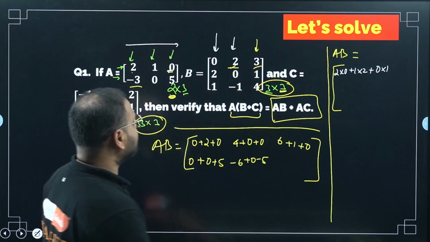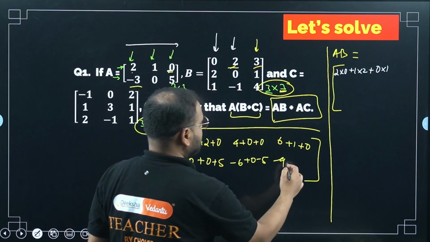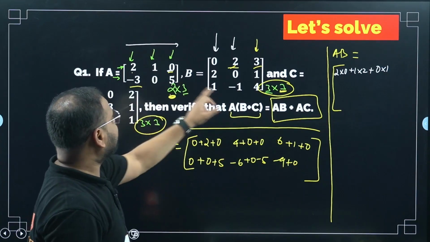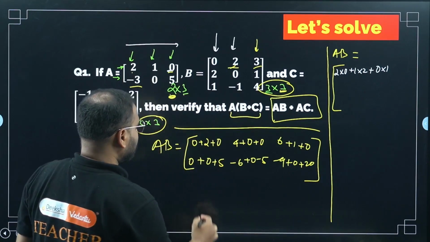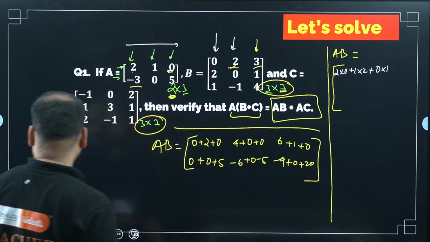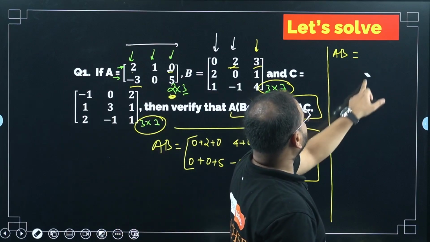How much is that? Minus 9. 0 times of 1, sir, 0. And 5 times of 4, sir, 20. Okay. What is AB now coming as? Check, AB is coming as what? I can write AB just here.